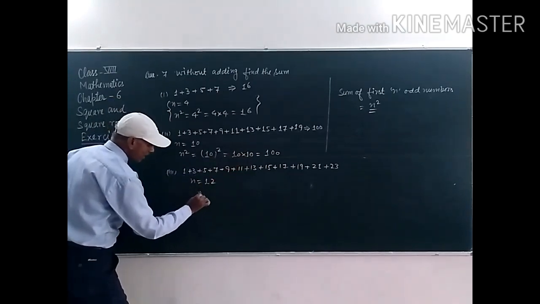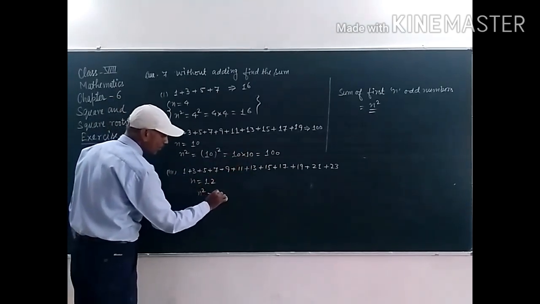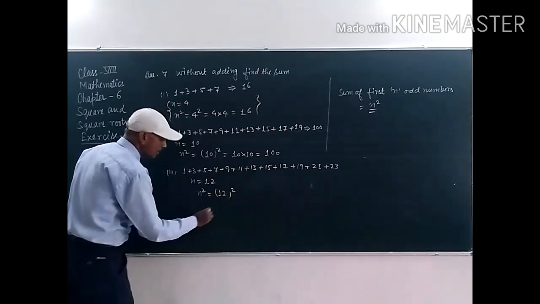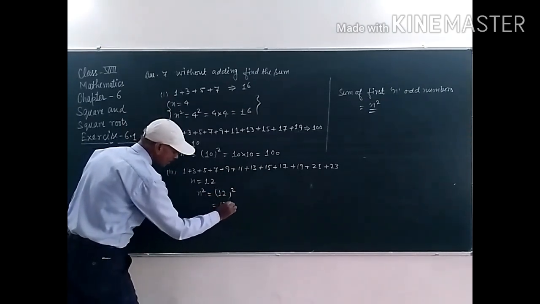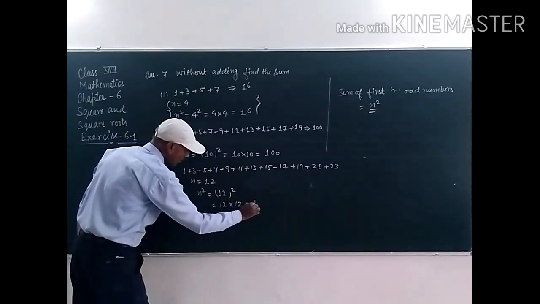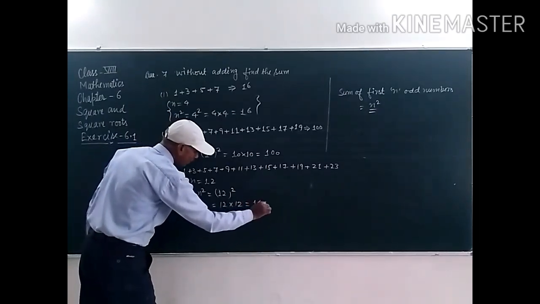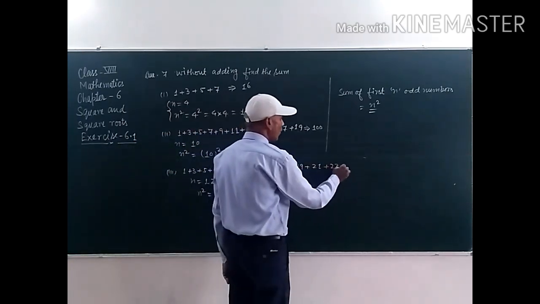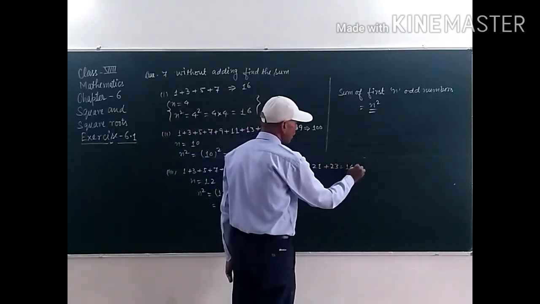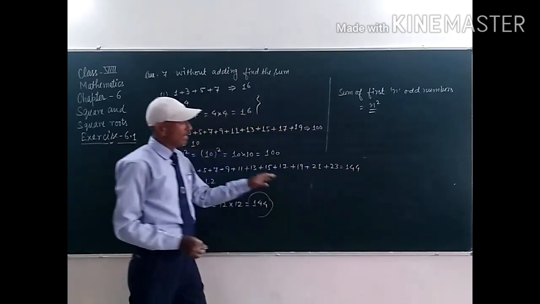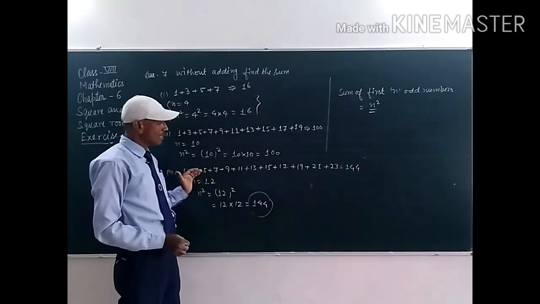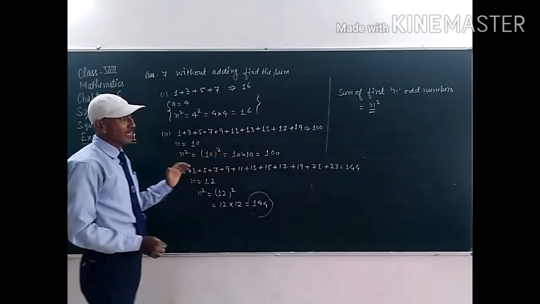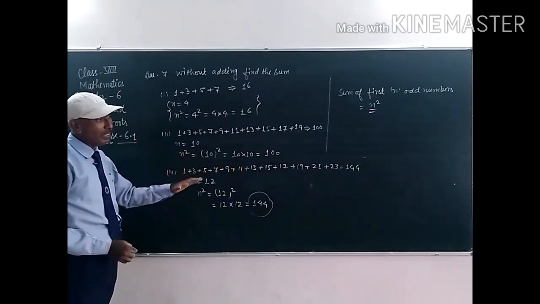So it will be n square is equal to 12 square. It means, student, 12 into 12 is equal to 144. The sum of these numbers will be 144. Without adding, we can find the sum of these numbers, because these numbers are the first n odd numbers and the sum will be n square.